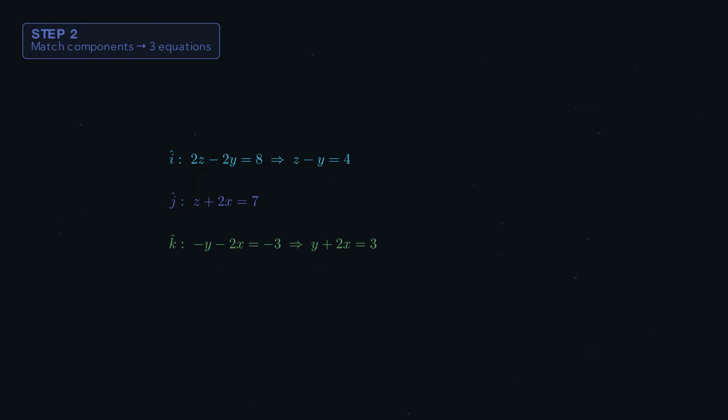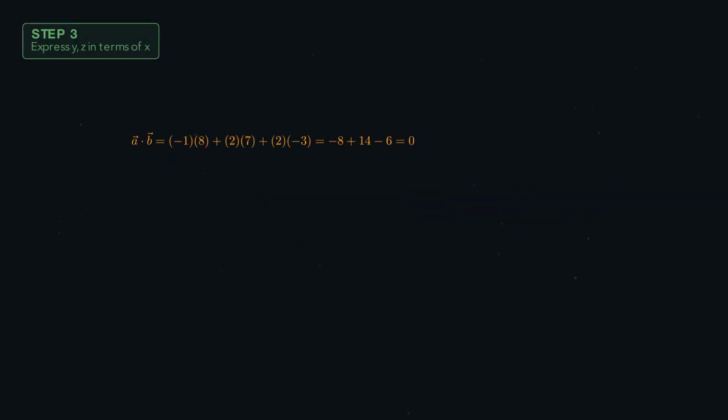From the i component, z minus y equals 4. From j, z plus 2x equals 7. From k, y plus 2x equals 3. Substituting the second and third into the first gives a trivial identity. 4 equals 4. This means the system has a free parameter.